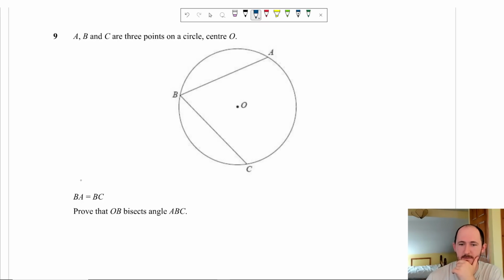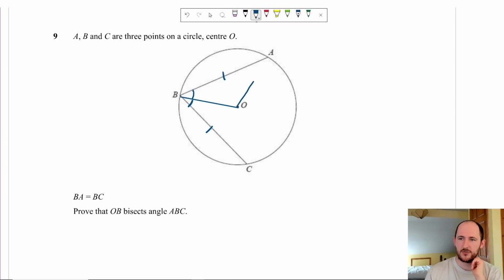This might be one of the quickest proofs I've ever seen, but it is hard to kind of start. So the first thing, it says that BA and BC are the same, so let's label that. But what are we trying to prove? We're trying to prove that OB bisects ABC. So what I would do is I would draw a line going from here to here. And then think about what I'm trying to prove. I'm trying to prove that these two angles are the same. Because if they're the same, that means it's been bisected, right?